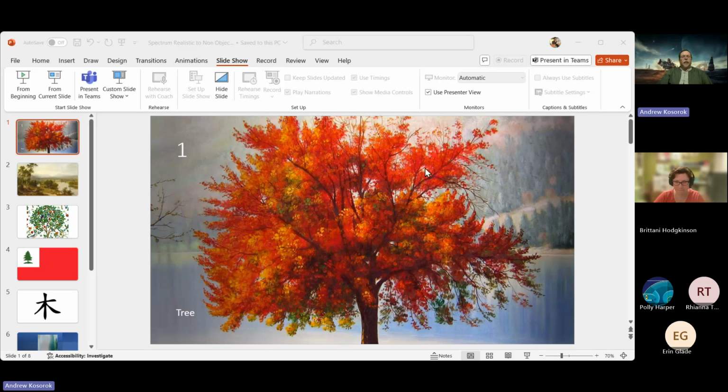All right, so when we look at this, would you say that this is more naturalistic, realistic, in that realm of things, or would you say that this is more abstract?